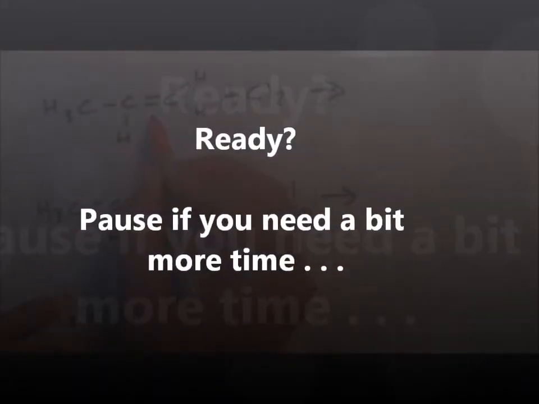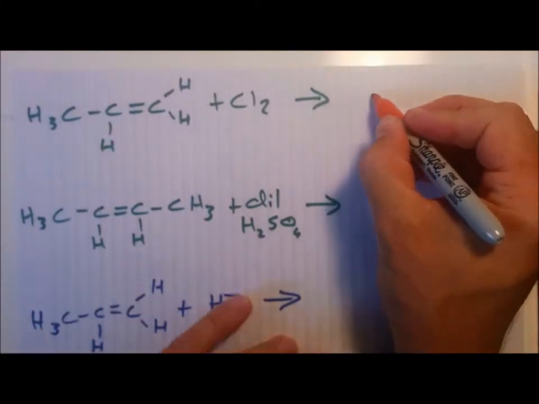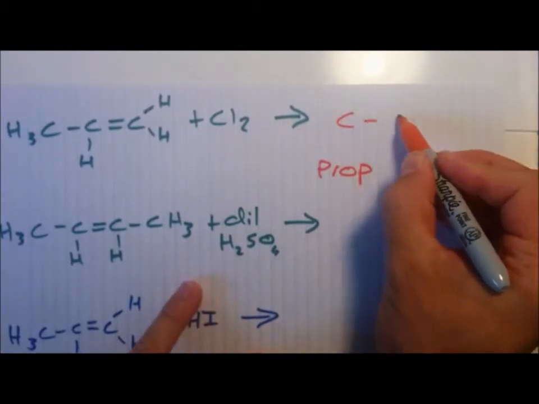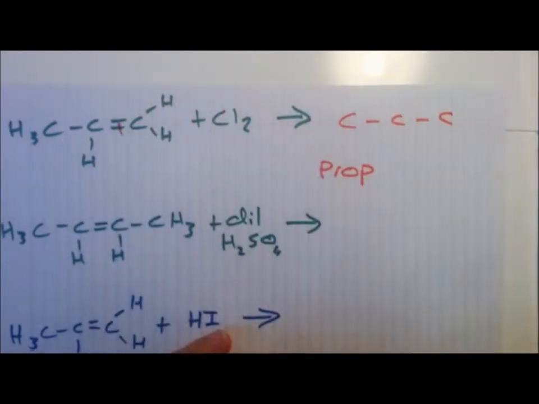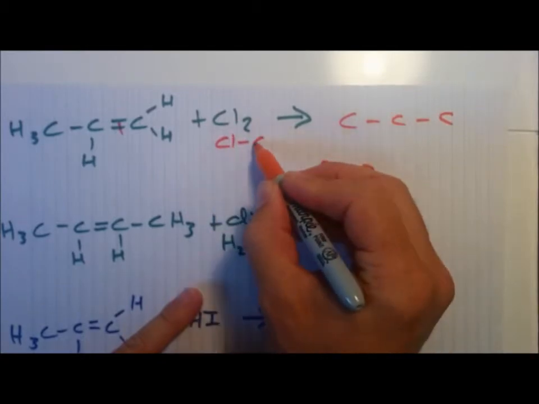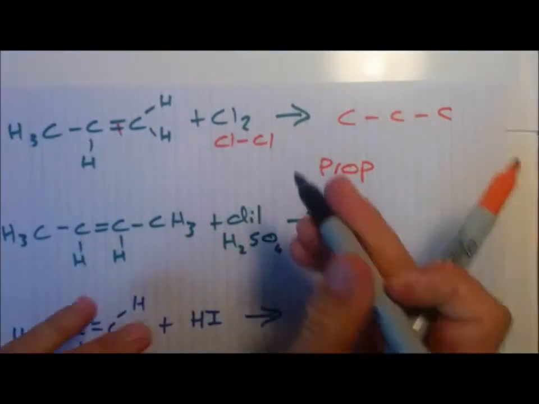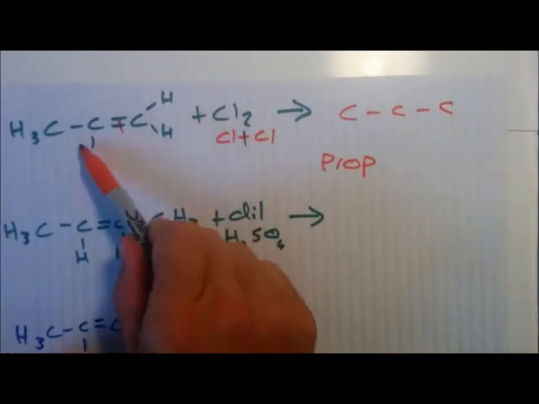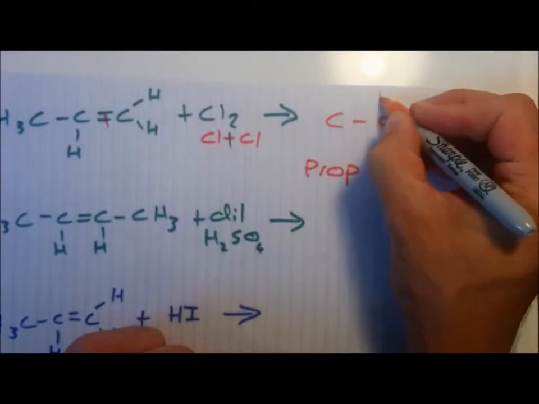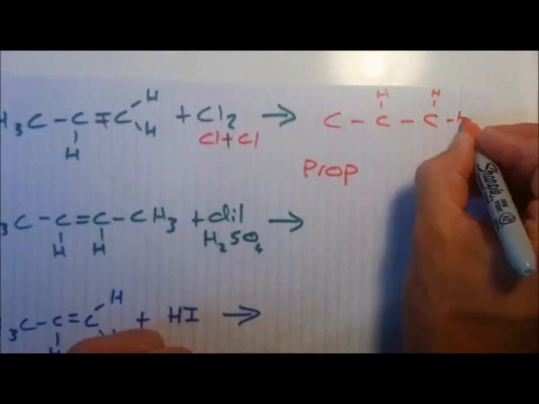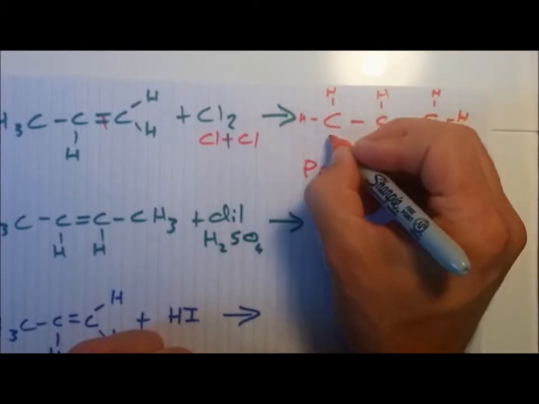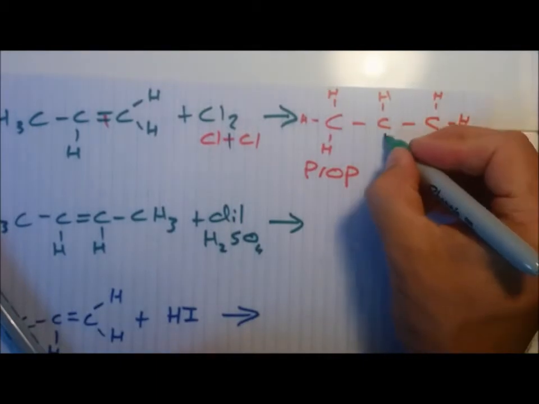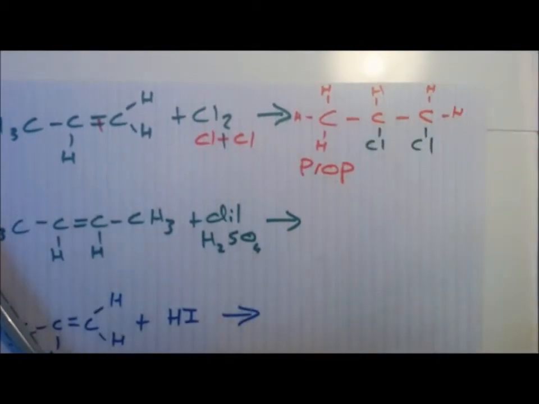Okay, so it is 3 long, so we know that we are going to end up with something that's prop. We know that this is going to break, and we know that we're going to get Cl Cl, and that is going to break. And because you've got two Cl's, it will just add straight across the double bond. So this is all the original stuff. That was what was there before, and here is the two Cl's that were added.